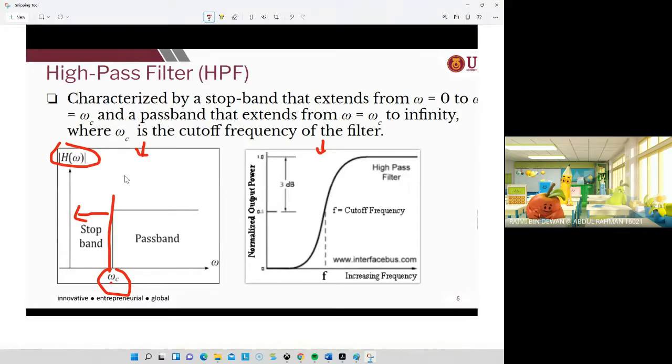We don't have this kind of ideal filter in real life. What we normally have is this kind of filter. Actually we have some slope or some gradient here, to help you determine the cutoff frequency.